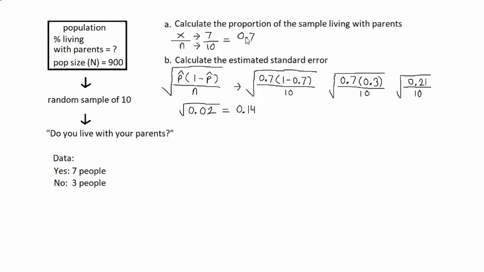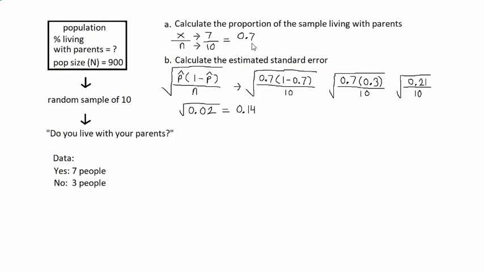And this sample proportion of 0.7 is an estimate of this question mark. It's an estimate of the unknown population proportion. It's basically the next best thing that the person has because the person can't calculate this proportion out of all 900 people because the person doesn't have the data available to do that.